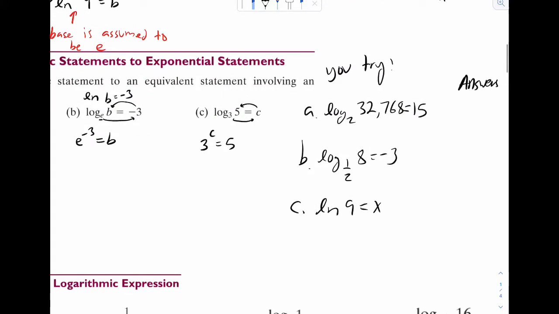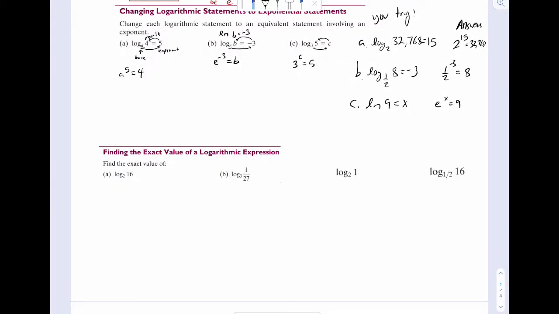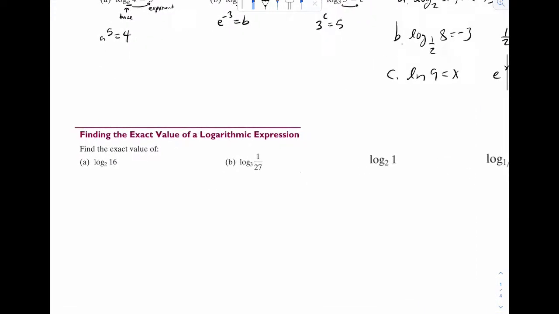Okay, the answers. 2 to the 15 equals 32,768. 1/2 to the negative 3 is equal to 8. E to the x equals 9. Okay, so now that we have that mechanically, now we can talk about the concept of what a log is. And a lot of people who don't understand logs kind of get stuck on this. So if you ever forget what a log is, come back to this video.